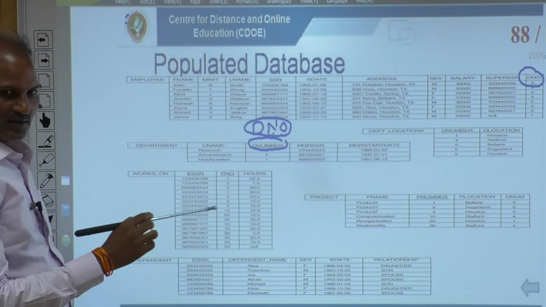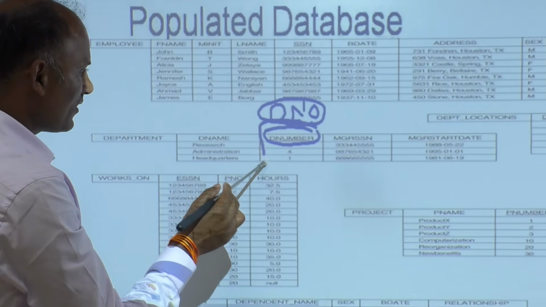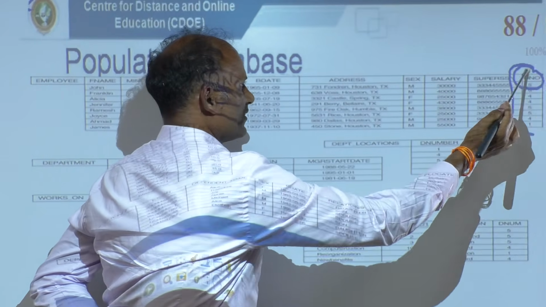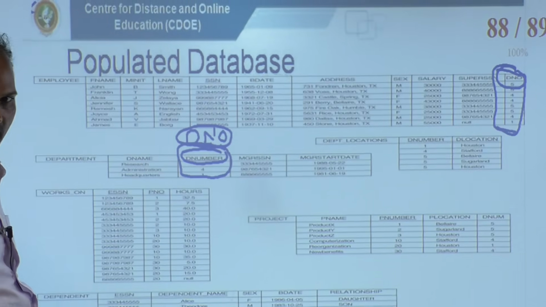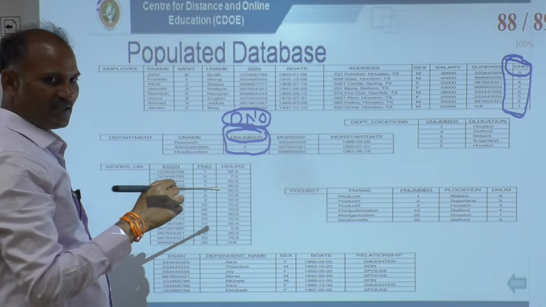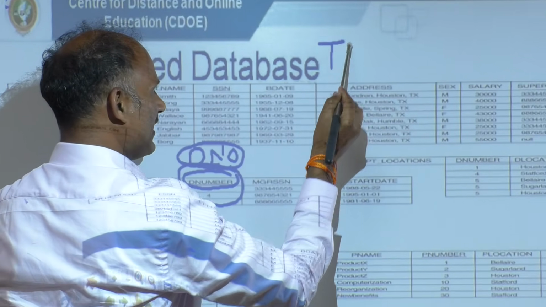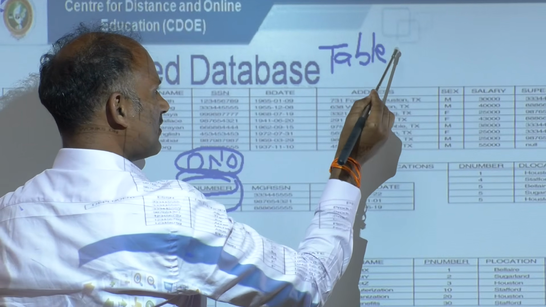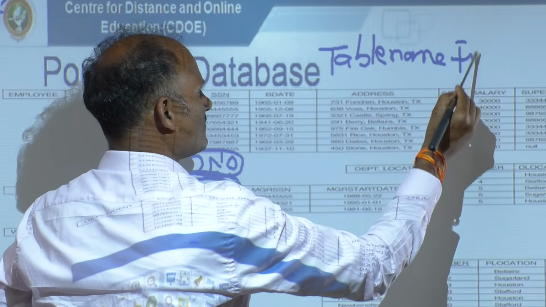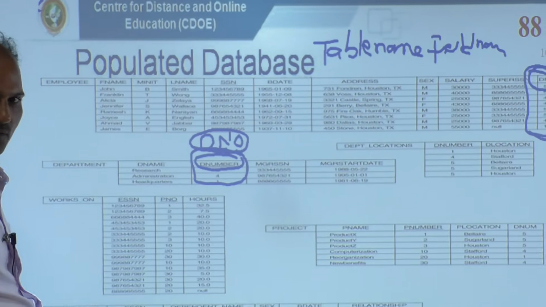In that case, the database will get confused about whether to display the values from this field or this field. There is an ambiguity. Then how can you avoid this ambiguity? In such cases, what you can do is use the table name dot field name, table name dot field name.